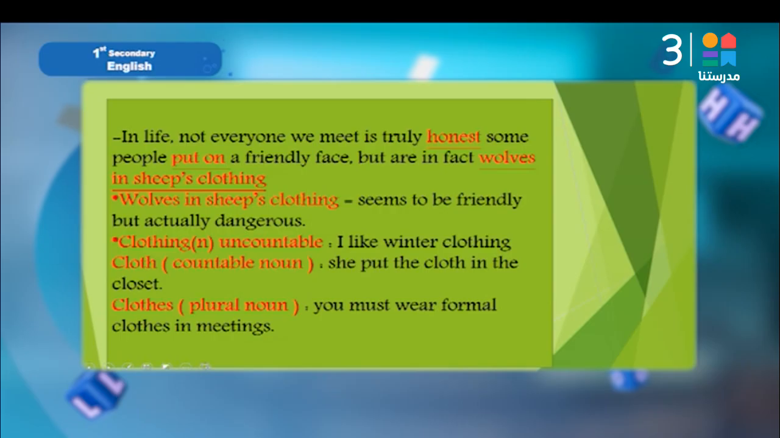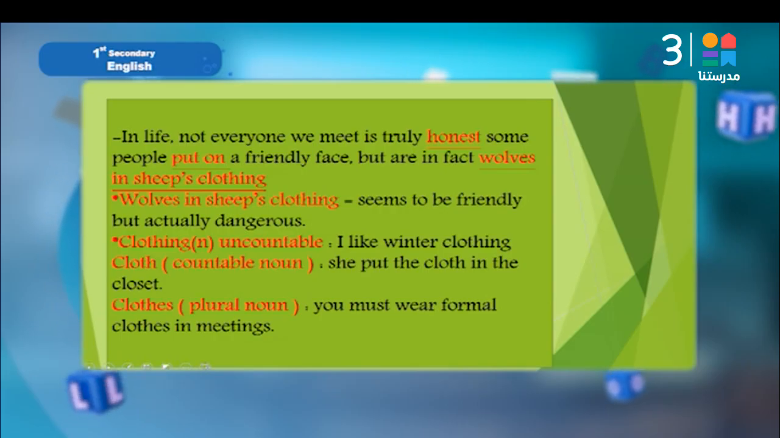So is it singular? Yes, it's singular. I can never make a plural from it, so I call it uncountable, not countable. Let's see the example here. I like winter clothing.